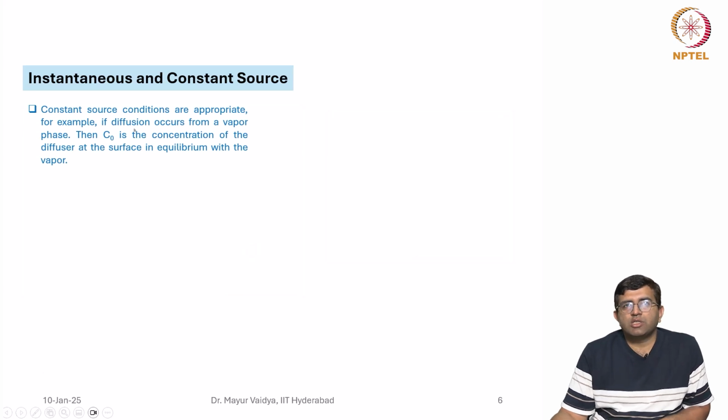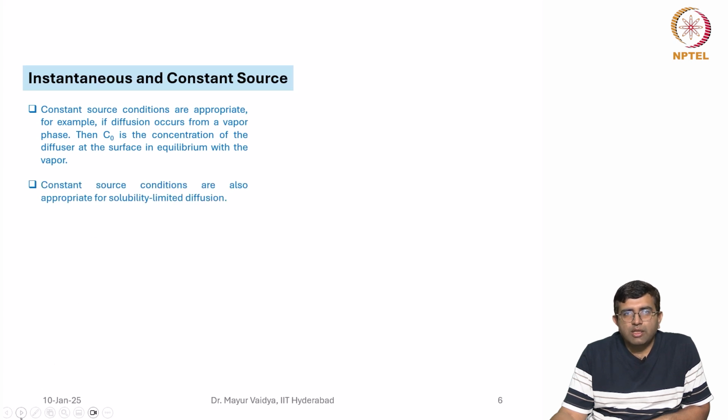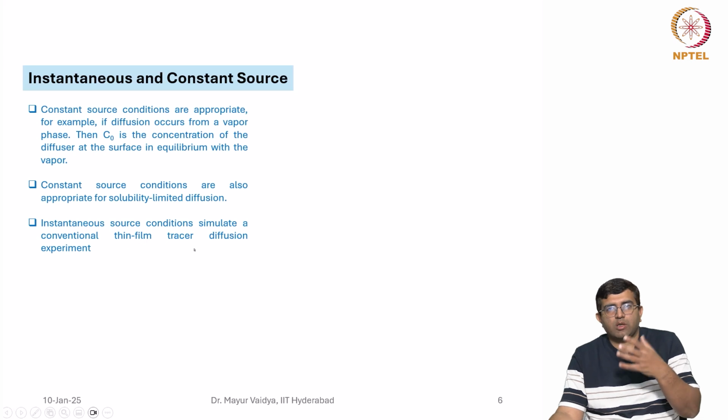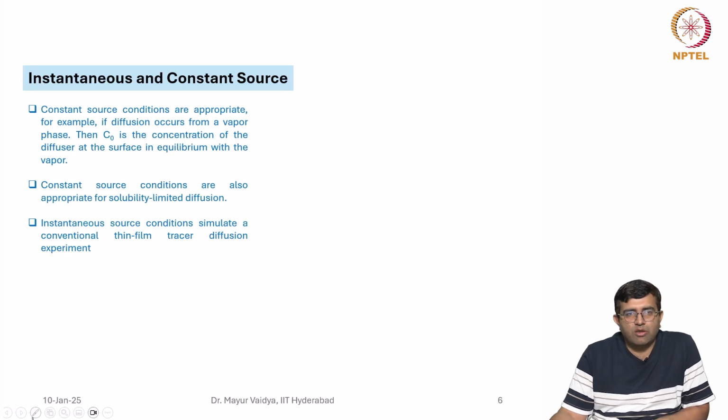Now, the constant source conditions are appropriate, for example, if the diffusion occurs from a vapor phase, then C naught is the concentration of the diffuser at the surface in equilibrium with the vapor. They are also appropriate for solubility limited diffusion, whereas the instantaneous source conditions simulate a conventional thin film tracer diffusion experiment that we have seen previously also on many occasions.